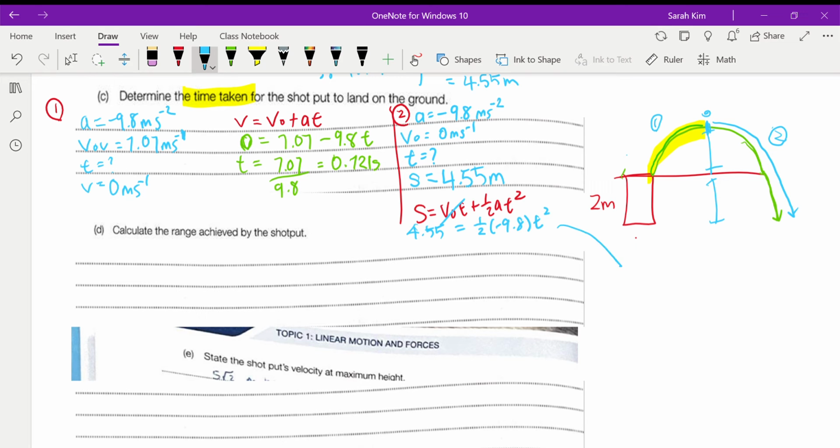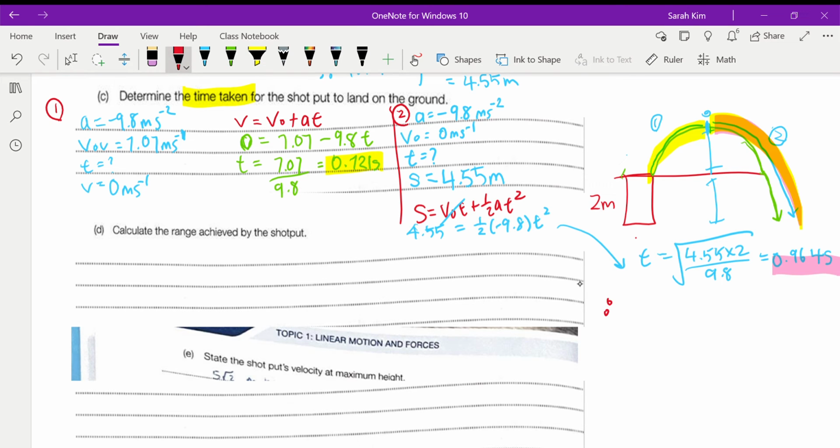So I just want to go down over here. My T should be 4.55 times 2 divided by 9.8 and then the square root of it. So that time ends up being 0.964 seconds. So that is section 2. Maybe I'll try to highlight it in a different color. This section is that one. My yellow is that one. So we have to add them together.